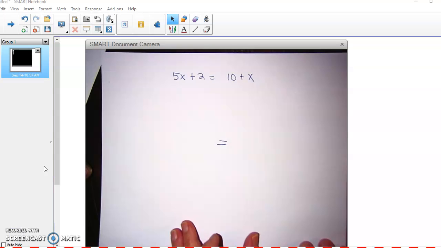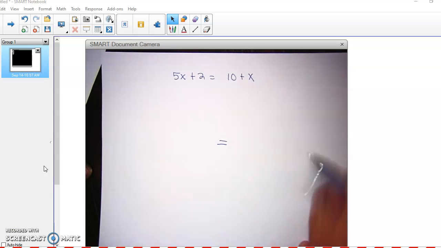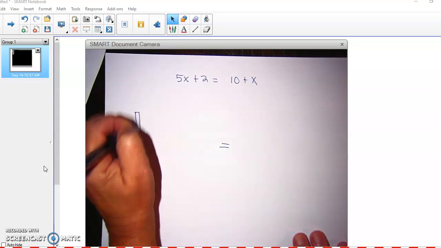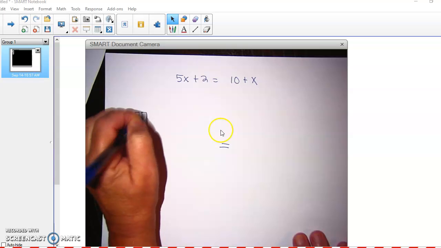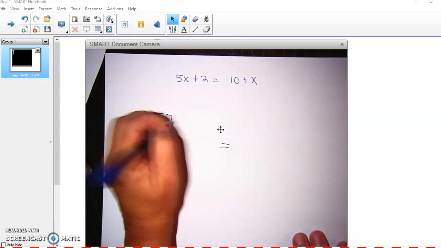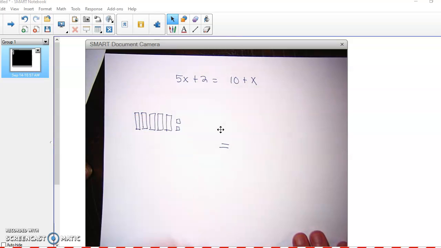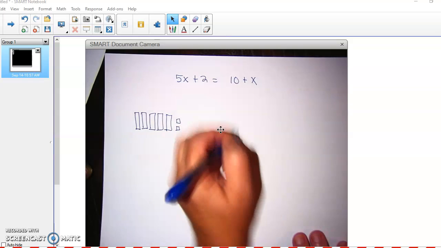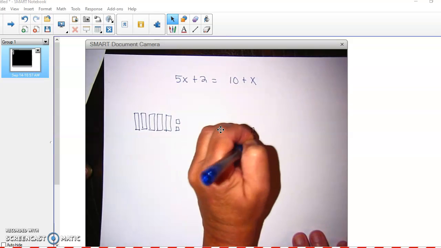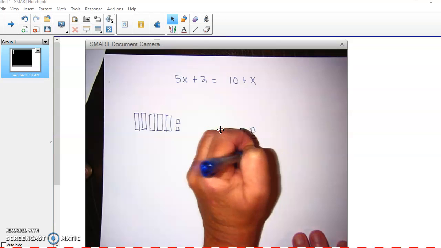Okay, so this one I'm going to model by drawing my tiles because you don't have any tiles at home right now, and I'm going to ask you to model. So on the left-hand side, I'm going to put 5 x's. There's 1, 2, 3, 4, 5. And these are my 2's, they're all positive. And then I'm going to put my x here. And I have 10 little ones.